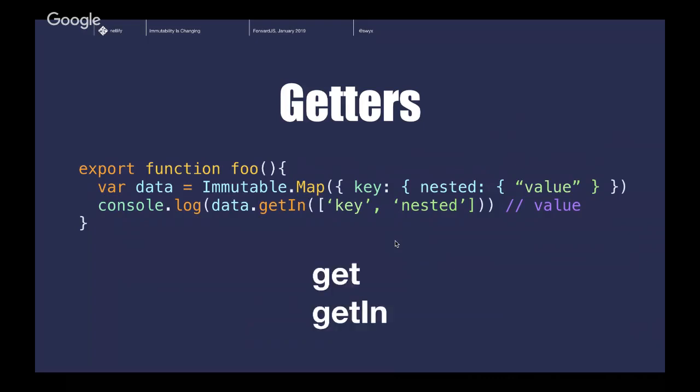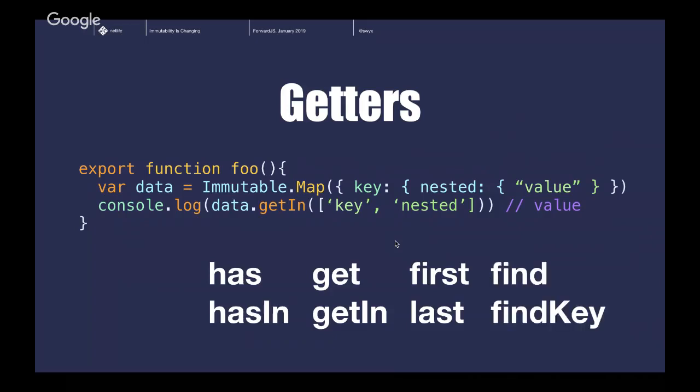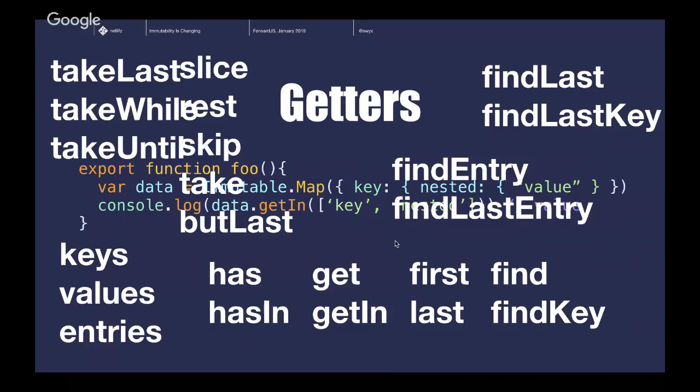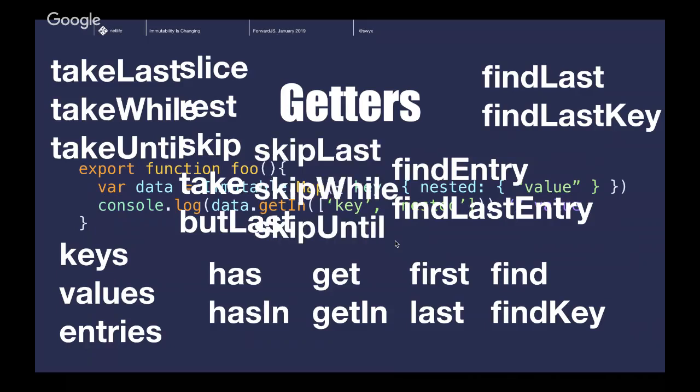So all right, we have get and get in. If we want to check for existence of a key, we have has and has in. And then what about first and last? I don't know what that means because math doesn't have order, but just roll with it. We have find and find key. Oh yeah, there's a difference between keys and values and entries, and then there's find last key, find entry, and then just a whole bunch of utilities to help you express what exactly you need.